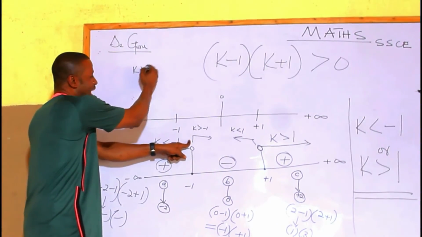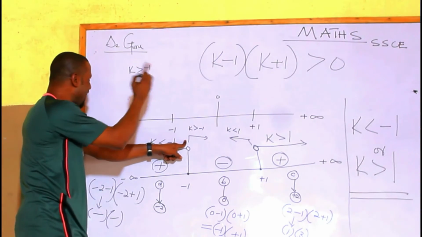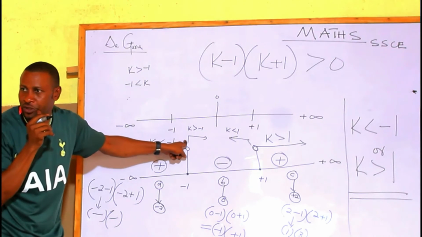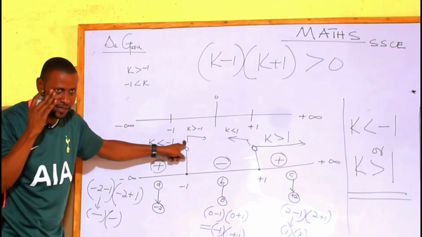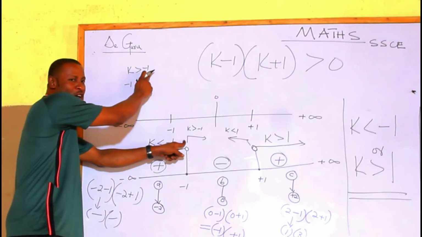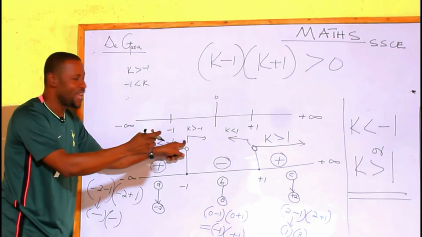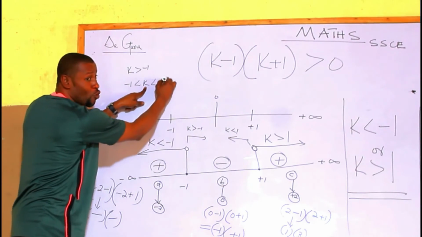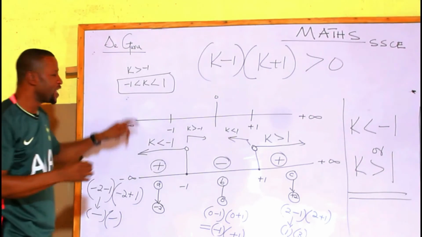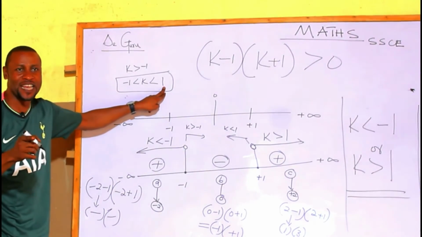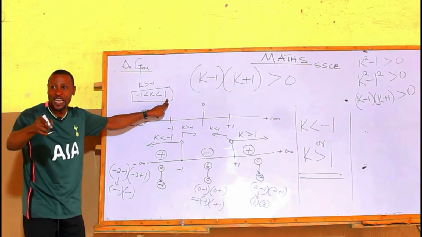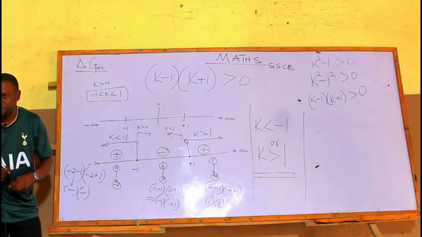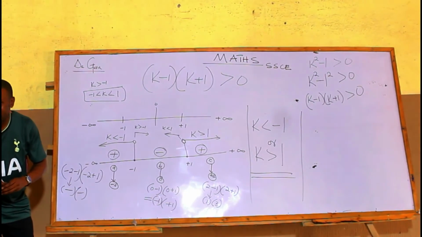Watch me. If K is greater than -1, that means that -1 is less than K. Is that true? Think. If K is greater than -1, it means that -1 is less than K. And the same K is less than what? 1. It becomes a range. This will be your answer. Assuming they say, what will be the range of values of K that will make the quadratic equation have what, somebody? Complex roots. Did you understand?